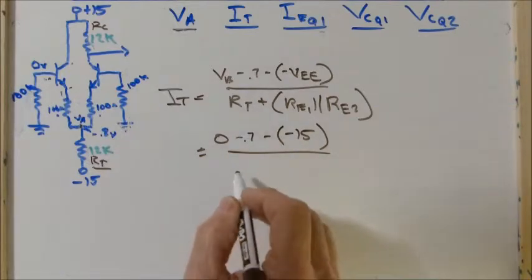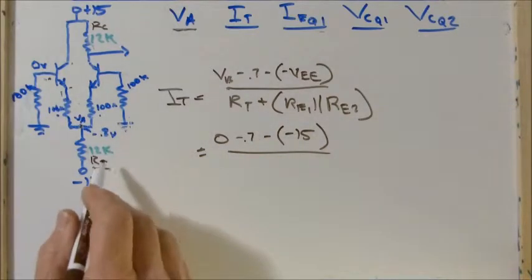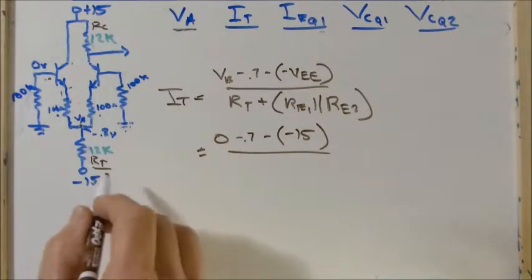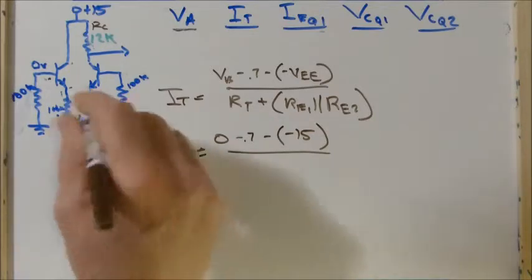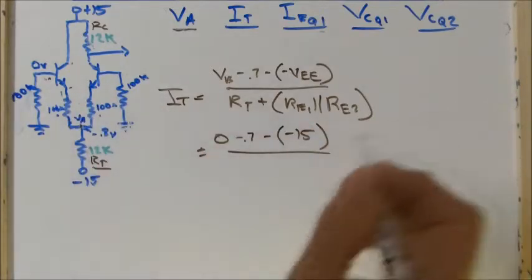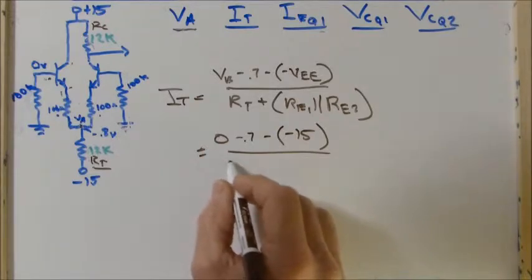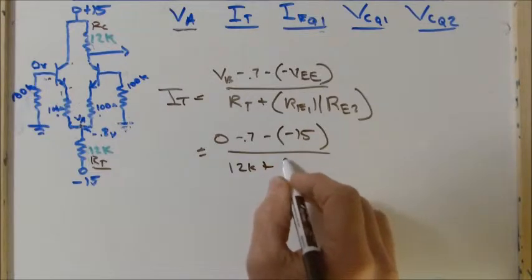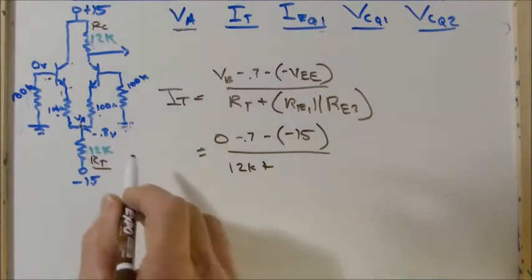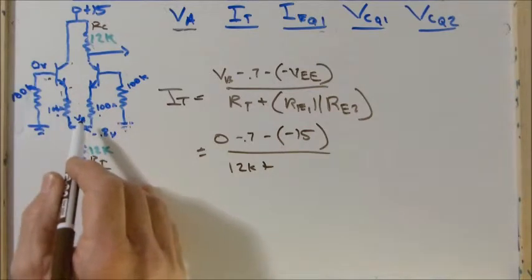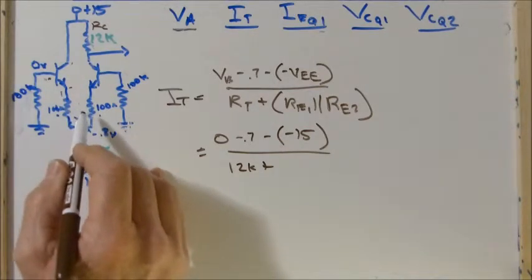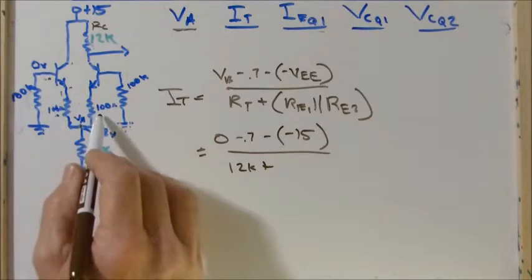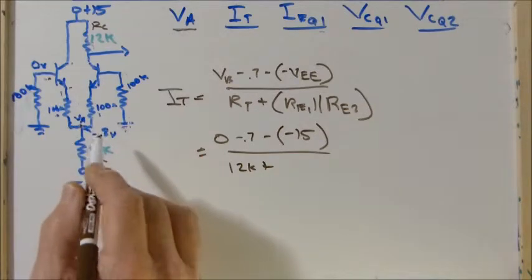That's going to be over our RT. And I went ahead and changed RT and RC to 12K. Didn't want to just do the calculations for you and you guys write them down. So this is how we're going to work through it. So RT is 12K plus RE1 parallel to RE2. And this is actually the special case, where we can do R divided by 2, because RE1 and RE2 are the same.